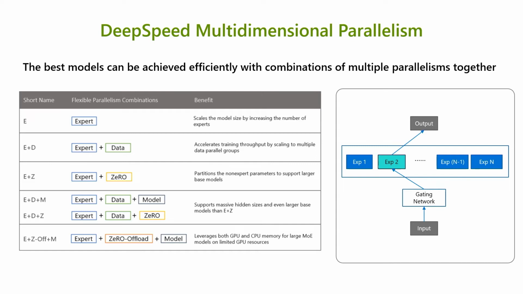Expert parallelism with MoE is just one way. In the DeepSpeed library, we could combine multiple different parallelisms, such as data parallelism, ZeRO optimized parallelism, and model parallelism together to train the best models more efficiently. As you can see in the left-hand side table, you can combine many different kinds of parallelisms together.